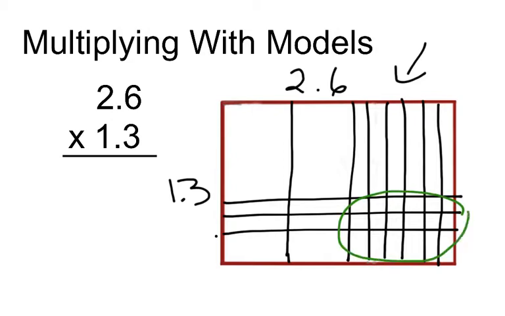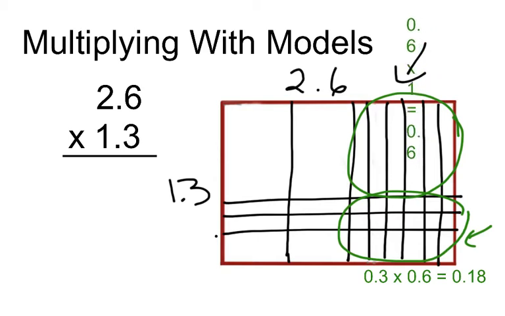So I can first start with my 6 tenths and 3 tenths, and I notice that I get here 18 hundredths, which I've labeled: 3 tenths times 6 tenths is 18 hundredths. Then I can go ahead and look at my second group, which I can see is 1 times 6 tenths, which gives me 6 tenths, because I can count them up and see that these represent my tenths.